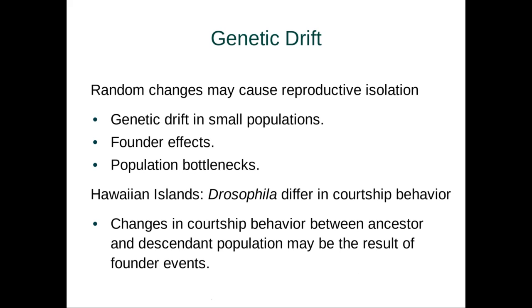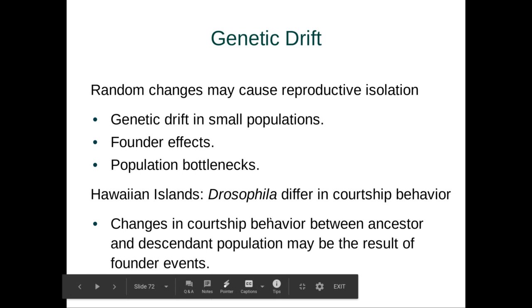And there are random changes outside genetic drift. So remember, we have founder effects and population bottlenecks. Those might also cause reproductive isolation in species. Now, an example of this is actually in the Hawaiian Islands. Drosophila, so our fruit flies, also differ in courtship behavior. The changes in courtship behavior between the ancestor and the descendant population in the Hawaiian Islands actually seem to be a result of founder events.